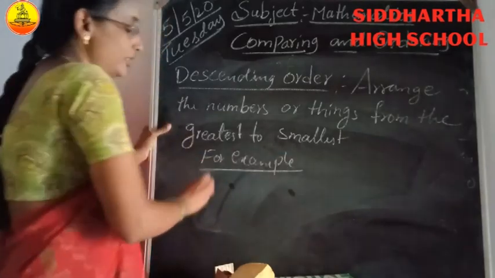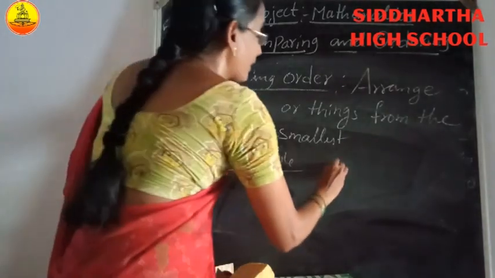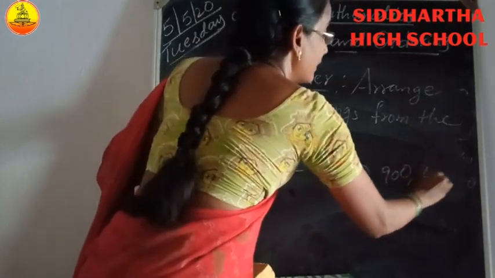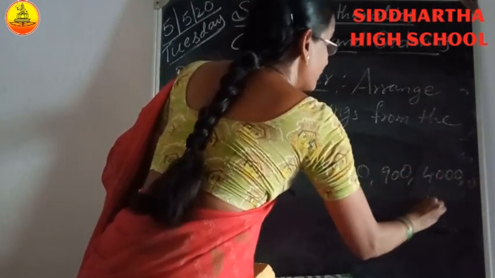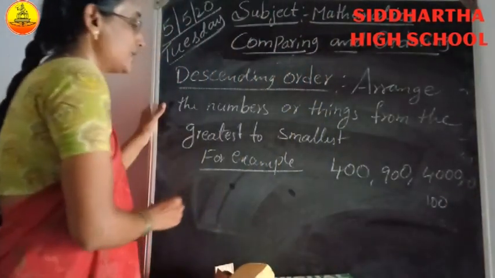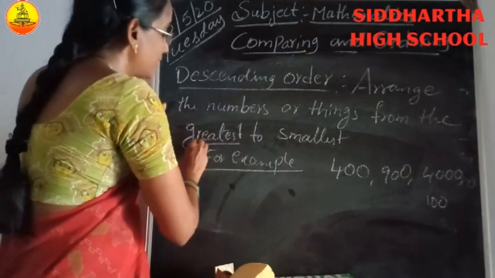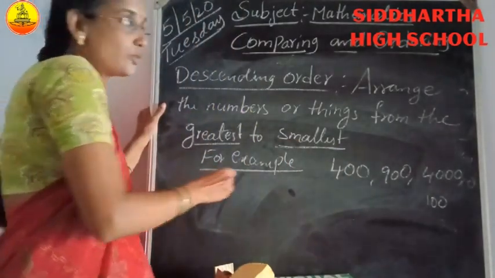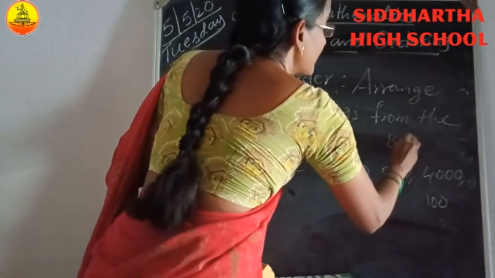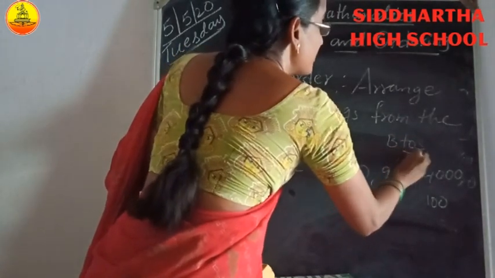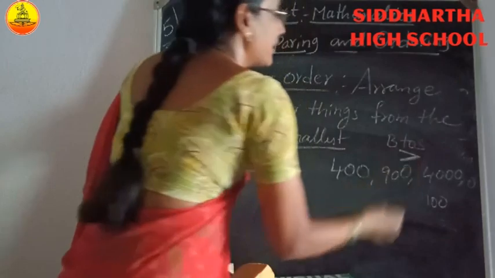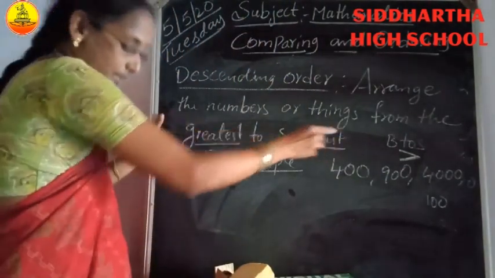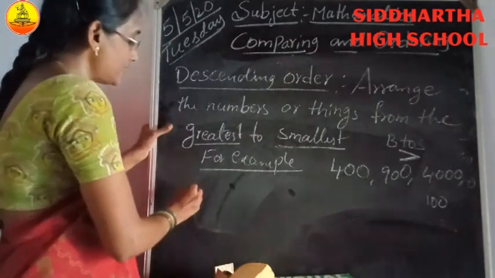For example, once you see 400, 900, 4100. Here we observe greatest to smallest. Already I told you big to small. Big to small means which symbol did I tell you? Greater than symbol. While you are writing the descending order, you use the greater than symbol. Okay children, greater than symbol.